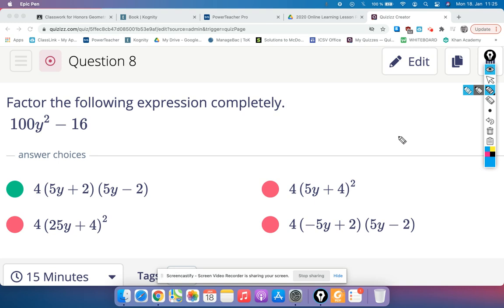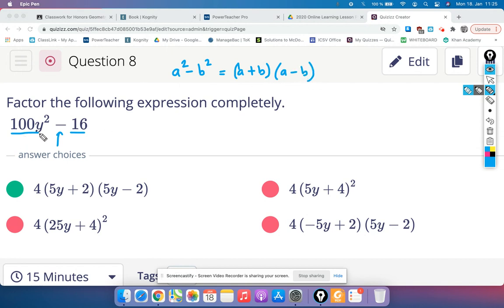Okay, this one is a pretty tricky one because initially we look at it and we see, okay, that's a perfect square and that's a perfect square, and there's a difference. So we get this pattern, a squared minus b squared always equals a plus b times a minus b.